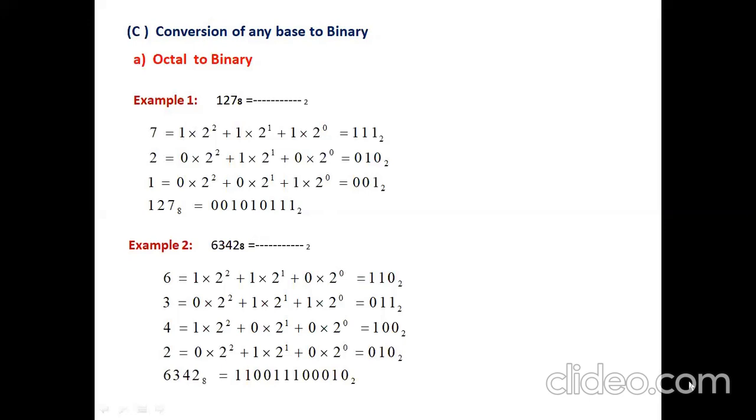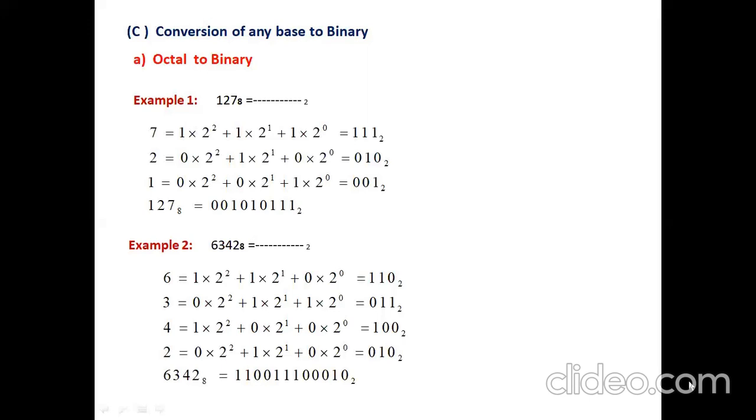That means 4 plus 2 is equal to 6. 110. 3 we can take it as 011, 4 we can take it as 100 and 2 we can take as 010. After getting all the individual binary representations for octal, then we can put all together and write down the answer. That is how we have 6342. For 6 it is 110, we put it as 110. For 3 it is 011, we have put it over here, 100, 010. So this is how we got the answer.